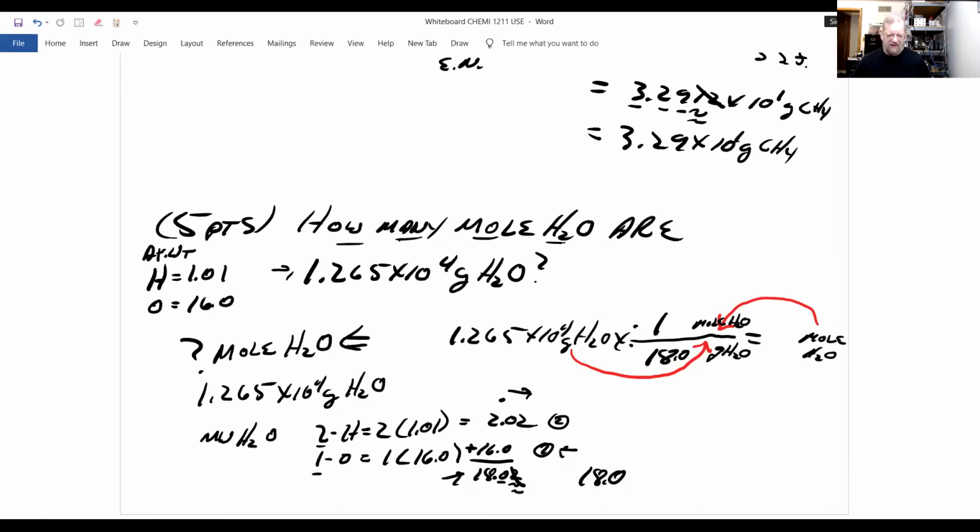Therefore, for every 1 mole of water, I have 18.0 grams of water. Now, before I pick up my calculator, notice grams of water divided by grams of water, anything divided by itself equals 1. So this cancels out, and I'm left with the right units, which is a good thing. And know that this is 4 significant figures. This is 3 significant figures. This is an exact number.